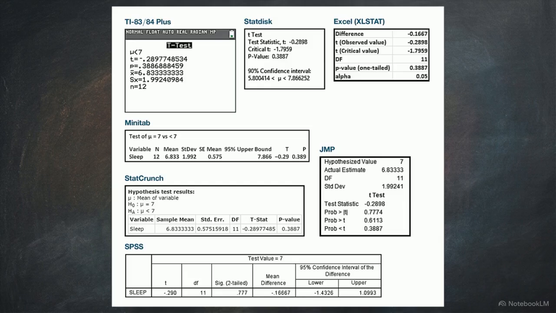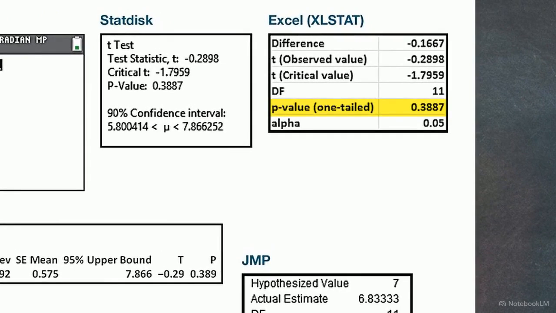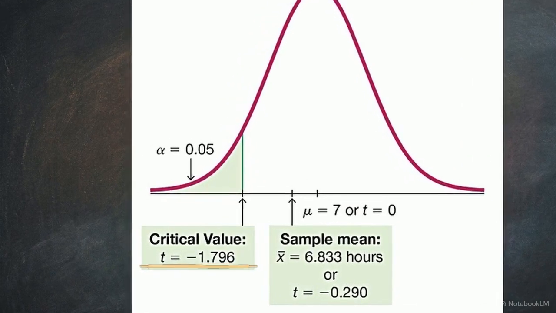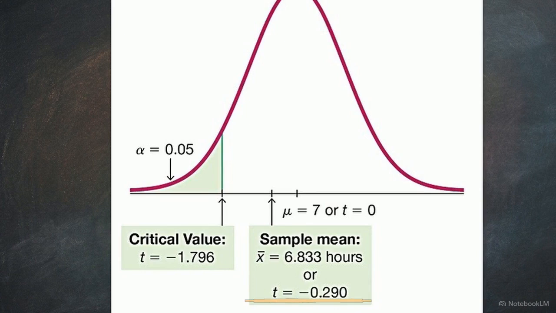This image displays outputs from common statistical software using the p-value method. The technology calculates a p-value of 0.3887. Because this probability is greater than our 0.05 significance level, we fail to reject the null hypothesis. The critical value method maps a physical boundary region onto the distribution curve. The green area represents the rejection region, bounded by negative 1.796. Our test statistic of negative 0.290 falls short of this boundary, leading to the same conclusion, failed to reject.